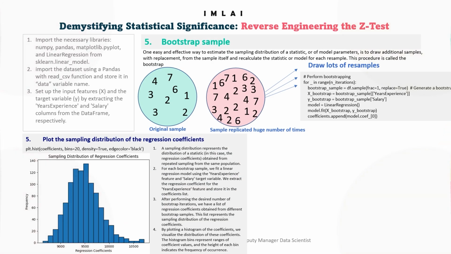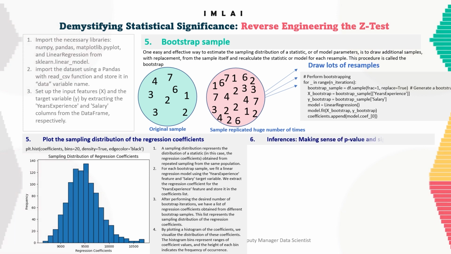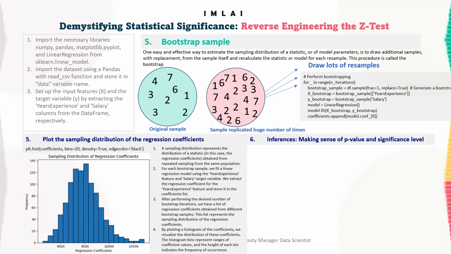Okay, so now let's move on to the final step, which is inferences, making inferences. So here what will we do? As we have done the regression in our example, we got the value, right? So for that value we'll calculate the z-score, and then from the z-score we'll get the p-value. Now this p-value will be compared with the significance level. If the p-value is lesser than the significance level, we'll say that the relation is significant. If the p-value is greater than the significance level, we'll say the relation is not significant.